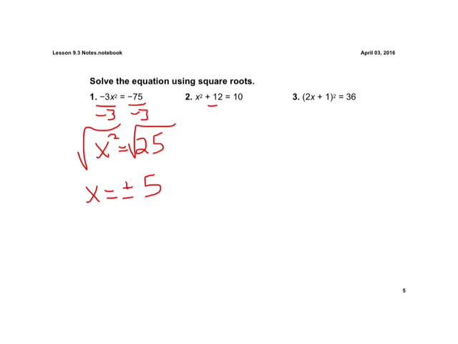All right, second one here, we're going to subtract 12 on both sides, the opposite operation. We're going to be left with x squared equals negative 2. We see that negative number on the right side, so we instantly know that there are no real solutions.